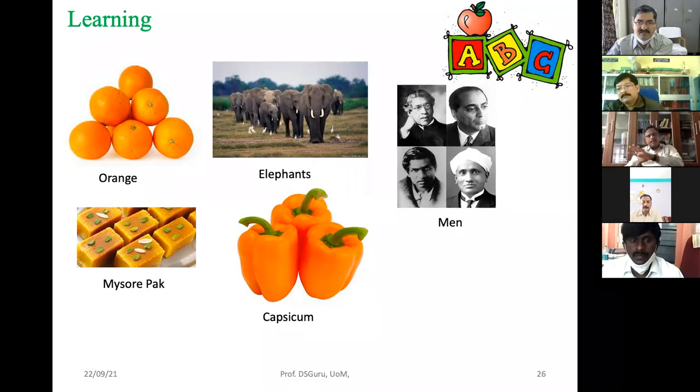So that is learning with no added information. But here we have some additional information. I say these are the oranges. I say these are the elephants. I say these are the pictures of human beings. And these are the Mysore pak. These are the capsicum, right? I just allow you to understand how many groups? 5 groups. What are those groups? Orange, elephant, men, capsicum, Mysore pak.